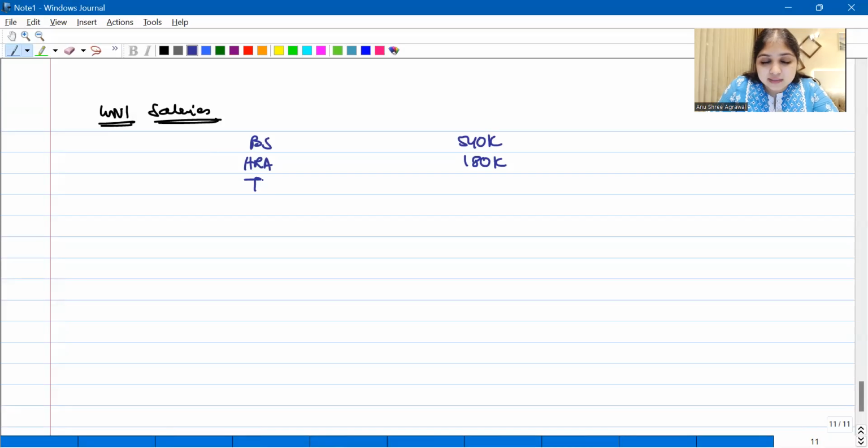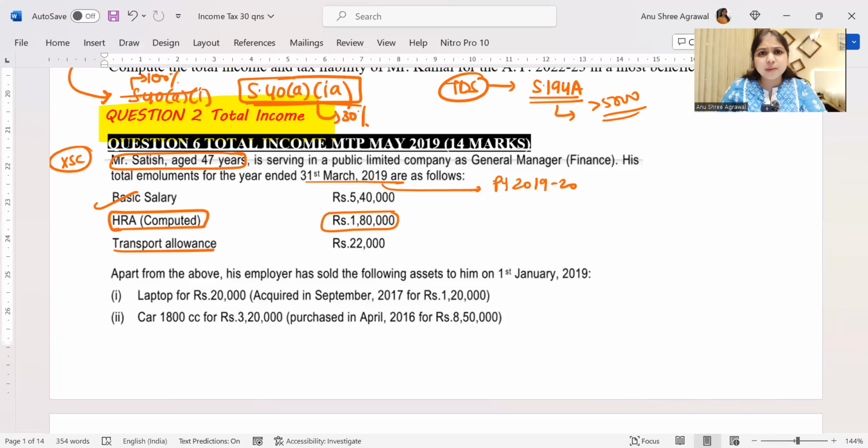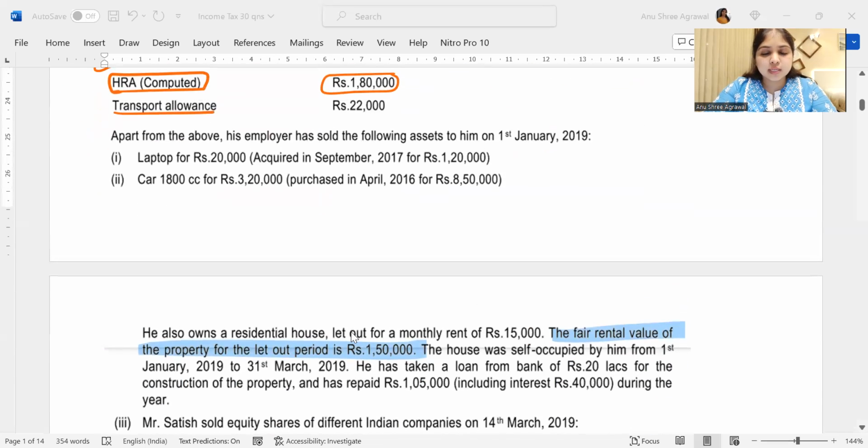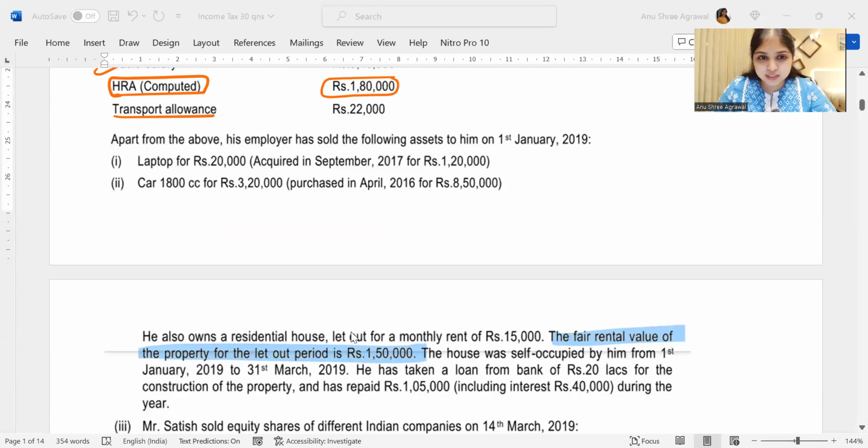Transport allowance. Guys, transport allowance, how much is exempt? Any number exempt over here? There will be nothing exempt over here. When do we give exemption? We give exemption only if the employee is blind, deaf, dumb, or orthopedically handicapped. Here we will not give exemption. Now listen. So coming back to the discussion, transport allowance 22,000 taxable.